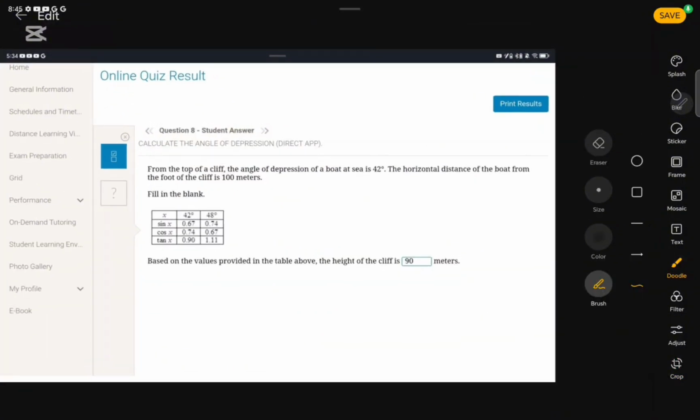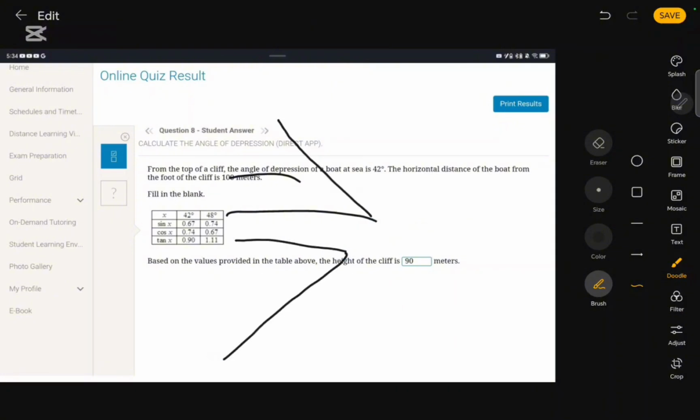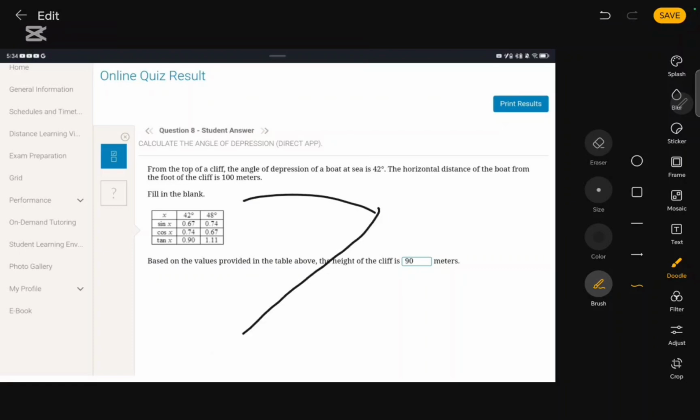Okay, this one is super easy. So first, angle of depression. So angle of depression, so it's gonna be like this. Angle of elevation was like this, right? Angle of depression is gonna be like this now. So let's remove so I don't confuse you guys. So we have it like this, 42 over here.